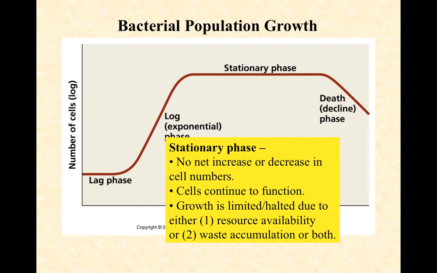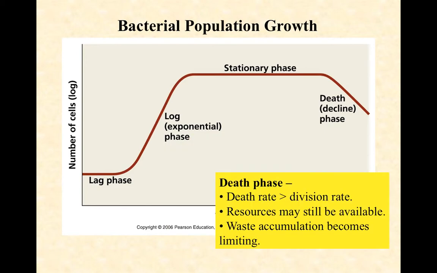The growth is limited or halted due to two things, either or, whichever one hits first. Resource availability, so some resource became limiting. It ran out. It got too low to support any further growth. Or waste accumulation. Under most circumstances, it appears that stationary phase is reached because of resource availability, and that death phase is most often triggered as wastes accumulate to a point where the cells begin taking on irreversible damage. And that's our last slide here.